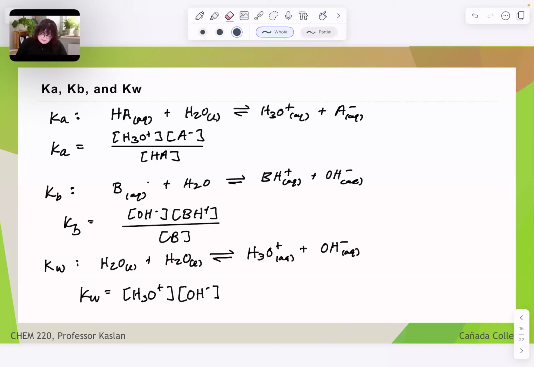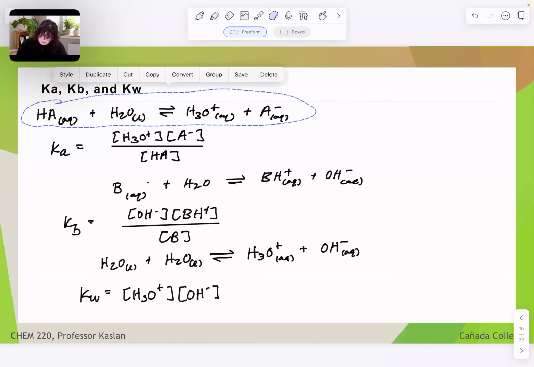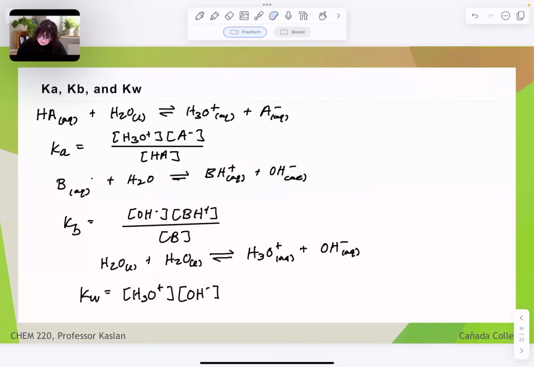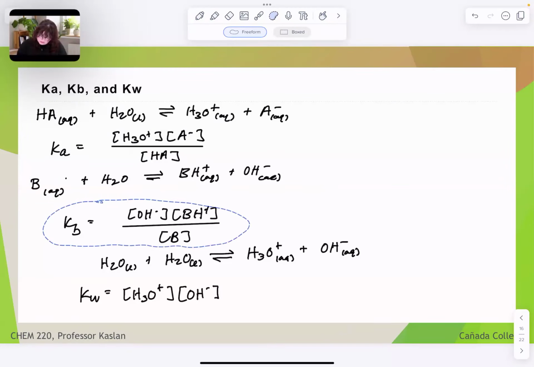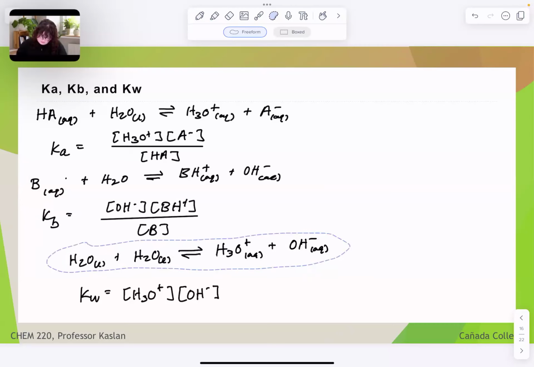All right, I'm gonna move some stuff around here while you copy and get this down in your notebook. So where am I heading with this? How can I relate Ka to Kb to Kw? Is there a relationship that exists? Is there a pattern that we're noticing? That's what we're striving for.